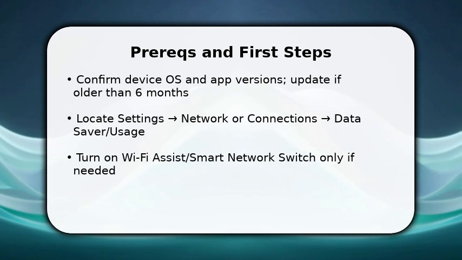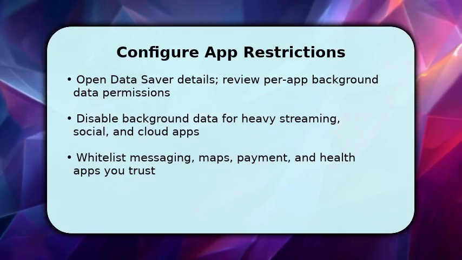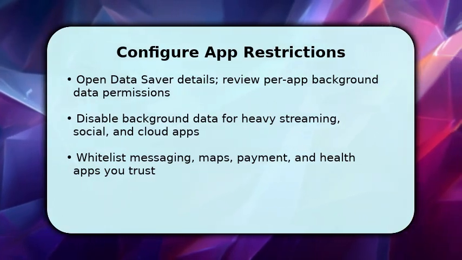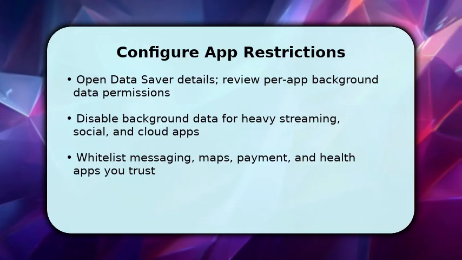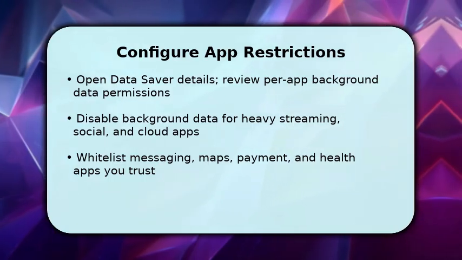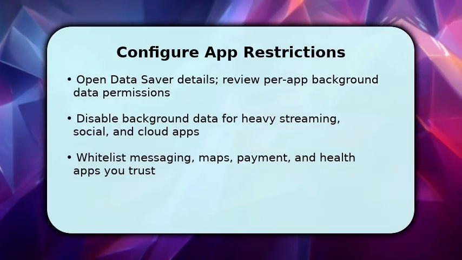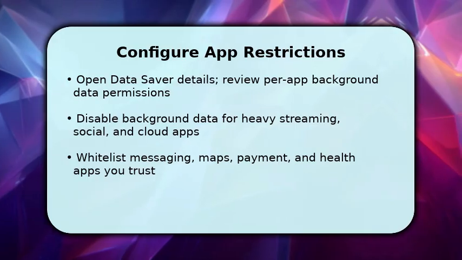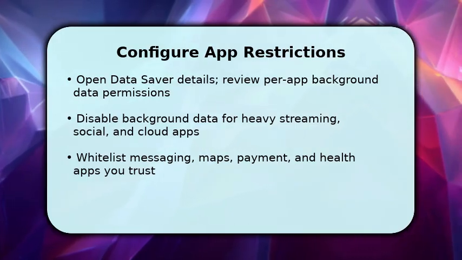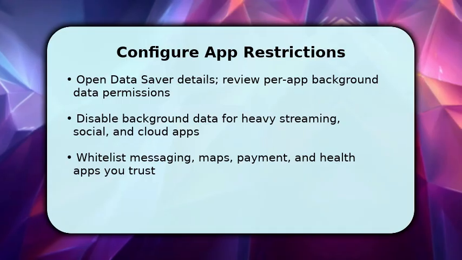Now focus on app-level controls so you trim the big data consumers. In Data Saver details, review each app's background data permission and restrict anything that streams or auto-uploads large files. Once you identify heavy apps, streaming, social, cloud, disable background data for them. This stops uploads and autoplay when not on Wi-Fi.